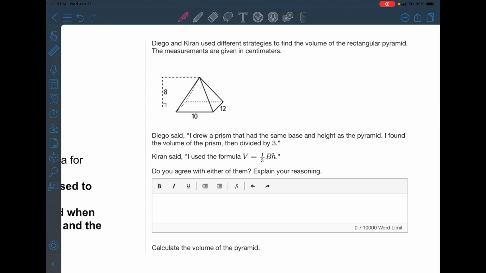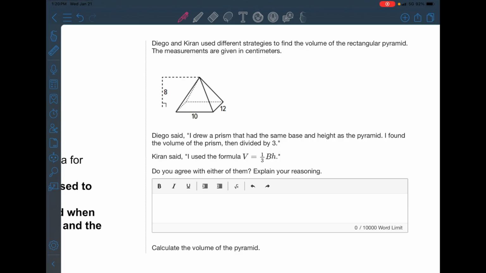It says, Diego and Karen used different strategies to find the volume of the rectangular pyramid. The measurements are given in centimeters. So we have a 10 by 12 base, and the height is 8. Diego said, I drew a prism that had the same base and height as the pyramid. I found the volume of the prism and divided by 3. Karen said, I used the formula V equals 1/3 capital B times height. Do you agree with either of them?